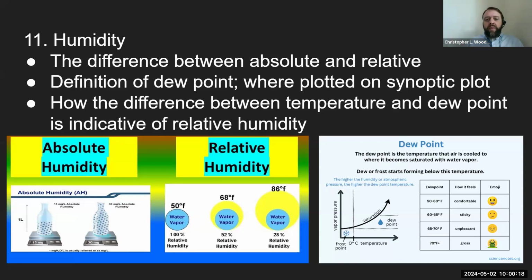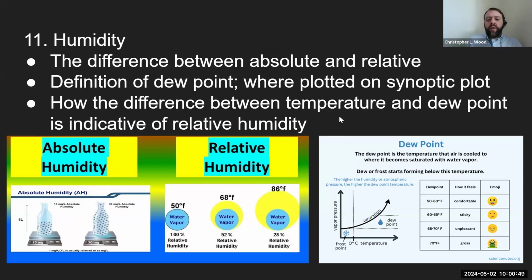and go from water vapor to liquid water. So the difference between the temperature and the dew point is indicative of relative humidity because as those two numbers get closer together, that means the air is going to become more and more saturated with water vapor compared to what it can hold. So if your temperature and dew point are the same, it's 100% humidity, it's probably raining. When those two numbers are very far apart, then the air is going to feel very, very dry.